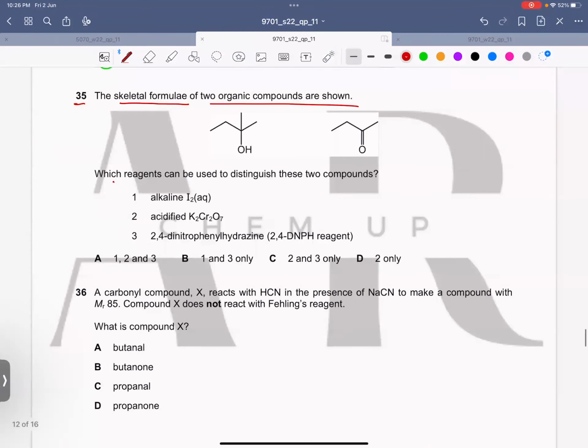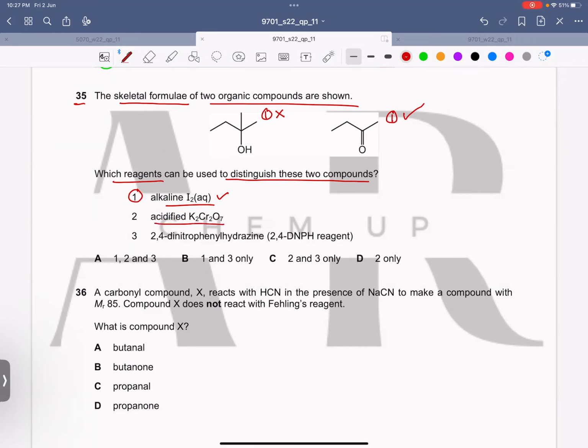Which reagent can be used to distinguish between these two? If I talk about alkaline iodine, we can use this because this one is not going to give a test with this one, but this one is going to give a positive test with this one. So this is correct.